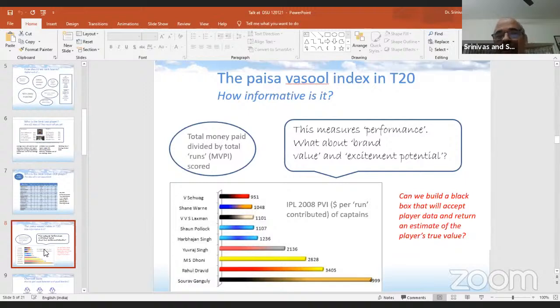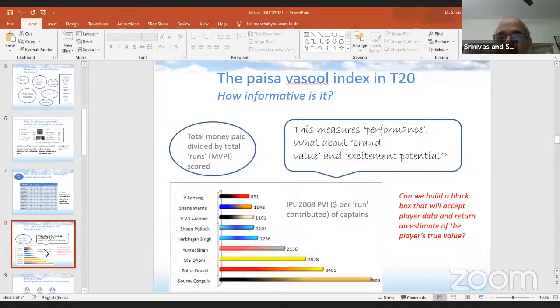So all I'm trying to tell you is that there's a limitation in the paisa vasool index in the following way, that you're only looking at performance. You also have to look at the brand value. You got to look at the excitement potential. I mean, you see, Rishabh Pant comes out to bat, you're going to watch TV more avidly. I'm sad to say it, but if Pujara or Vihari are batting, you don't want to see it so much because he's not going to hit those fours and sixes. So this is what I mean by the excitement potential.